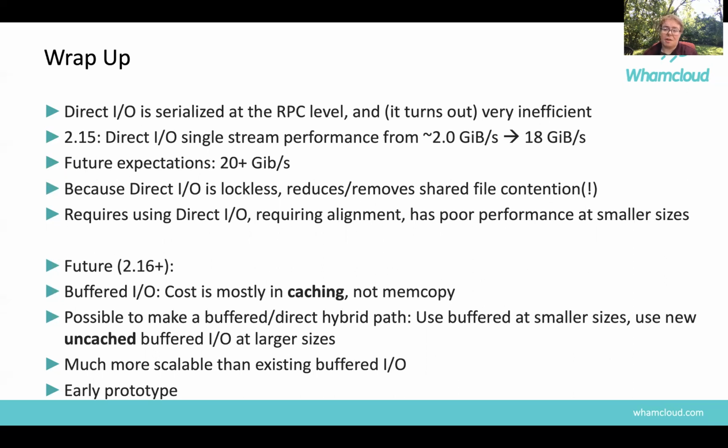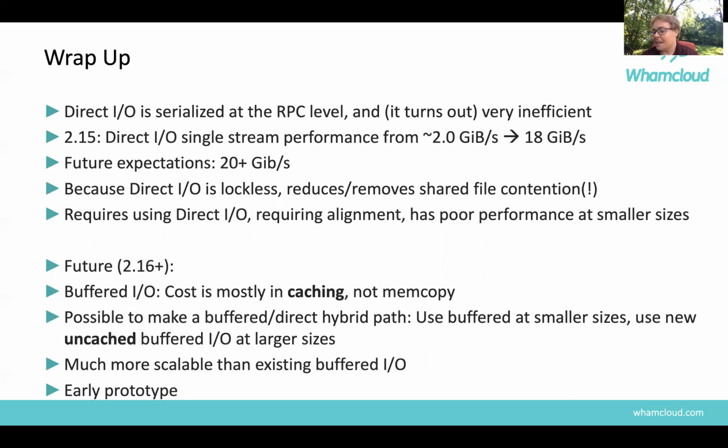But of course, that requires using DirectIO, which means that you have to have your memory aligned. And if you ever want to do small IO, man, it's going to perform badly. And it's just not perfect. Nothing is, but we could potentially do better. And so, thinking about buffered IO, maybe we can do an uncached variant of buffered IO and put together a hybrid of buffered and direct IO, buffered at smaller sizes, new uncached sort of semi-direct IO at larger sizes.